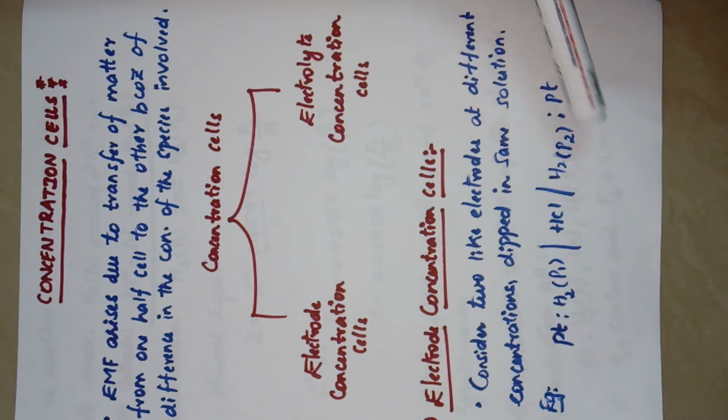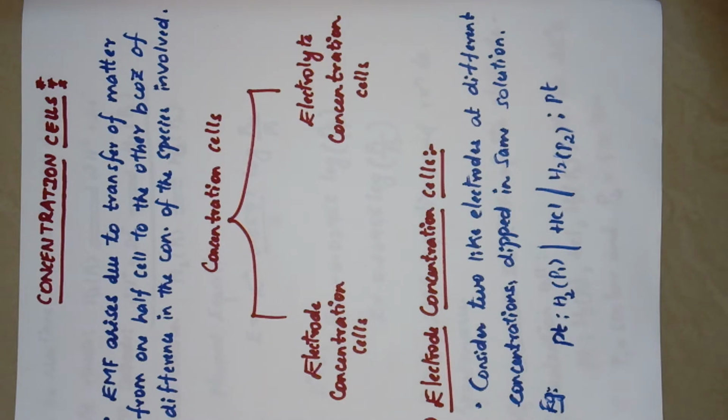So electrode concentration cells, look at the name. You should understand from it that there is a change in the concentration at electrodes, only at the electrode but not the electrolyte. Hence it is electrode concentration cells. Now consider two like electrodes at different concentrations dipped in the same solution. Because it is dipped in the same solution, it is not an electrolyte concentration cell.